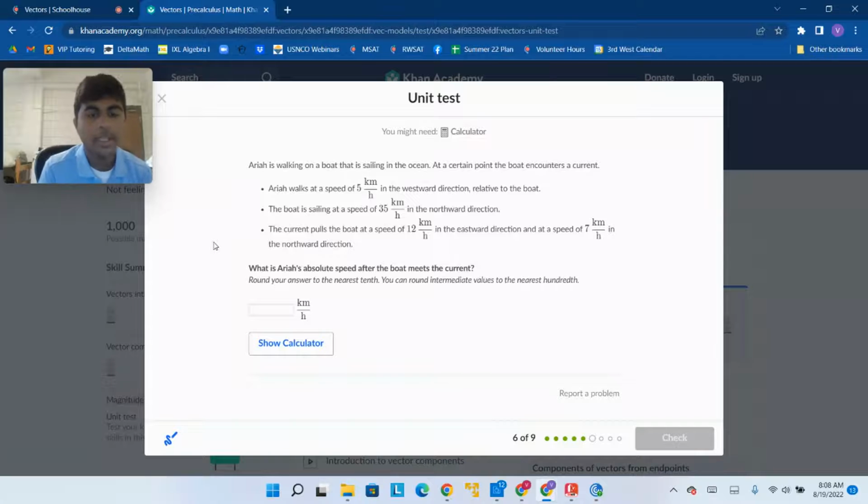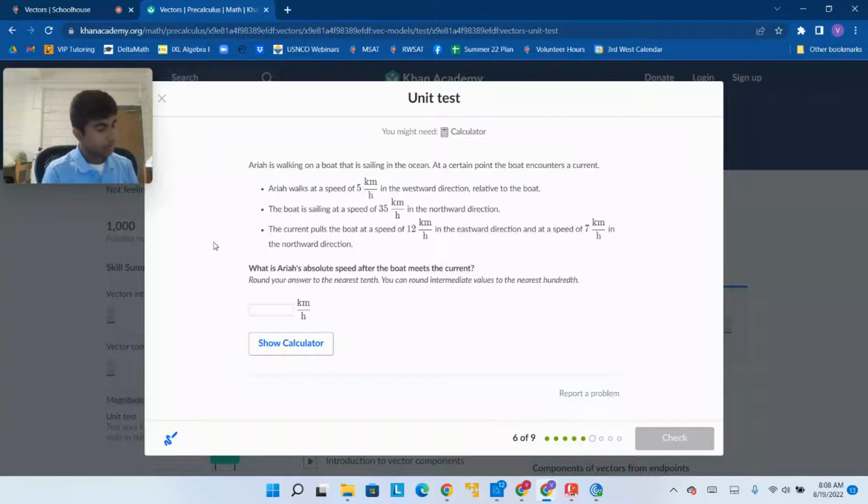What is Araya's absolute speed after the boat meets the current? Alright, so we have a lot to unpack here, right? So we're just going to draw a diagram because that is what you do with vectors, with a lot of things in math. You can simply get there by visualizing it, by writing it down, by drawing out what is going on. It makes all these words, all these different vectors, a lot simpler.